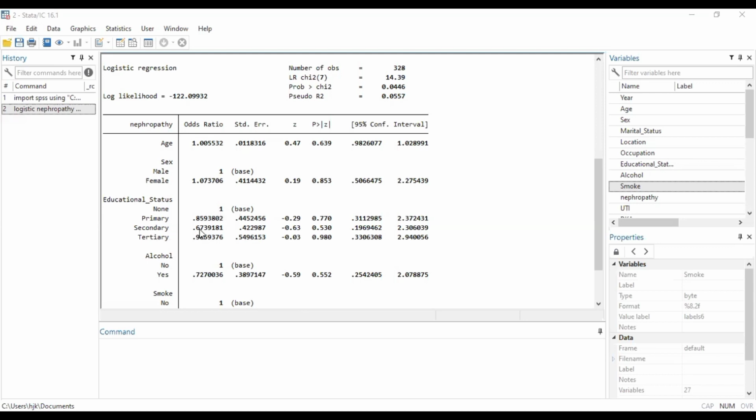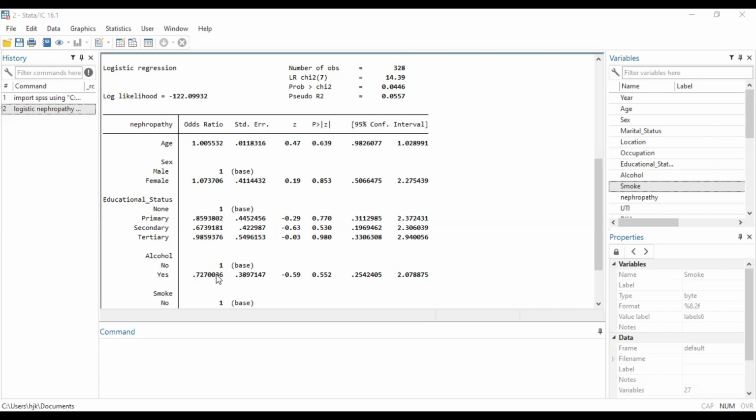And when we go to secondary level of education, we subtract this from 1, and that should give us something close to 0.333 thereabouts. Yeah, so we subtract, we get 0.33 thereabouts. So it means that there's a 33% reduced odds of getting nephropathy among those with secondary level of education compared to those without education. You can do that for tertiary level for yourself.